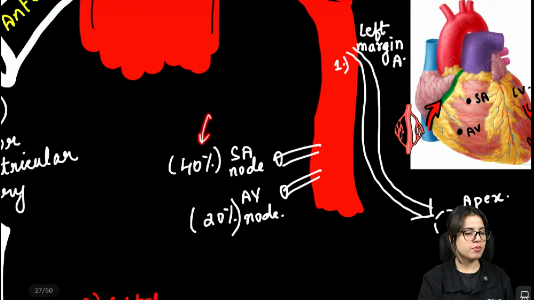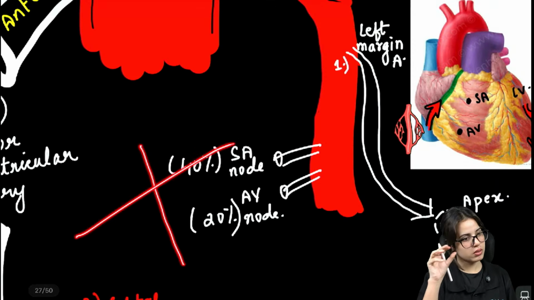In 40% of people, there's only one SA node artery, so there has to be some connection between the circumflex artery and the RCA. That's the connection. This is the anastomosis that I talked about. So for the SA node in 40%, it's easy to understand.